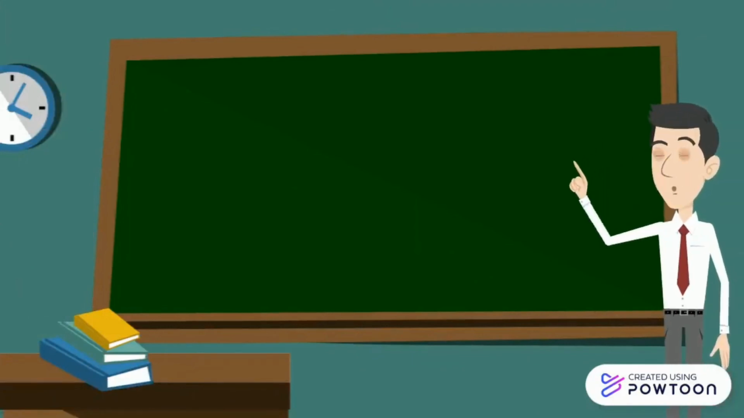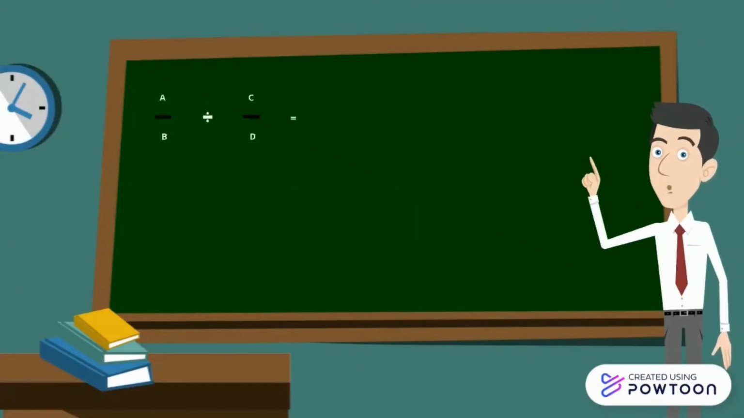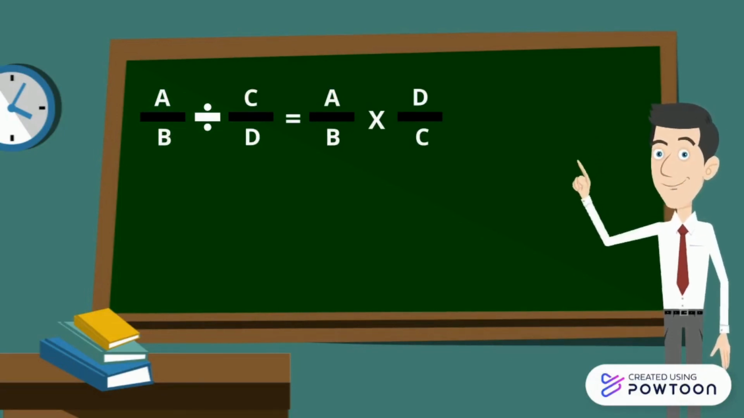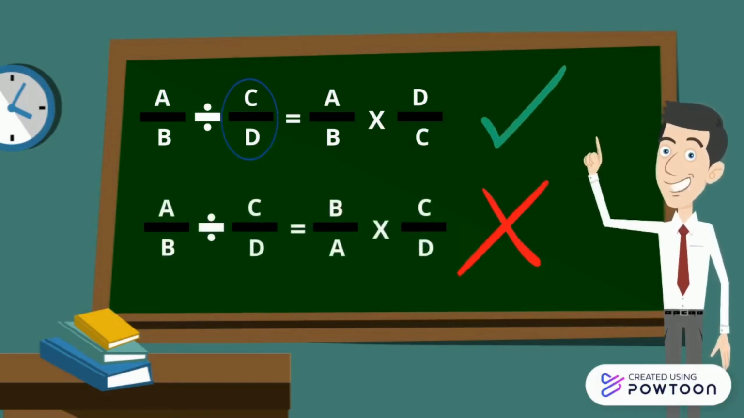It is important to note that when we change a division with fractions into multiplication, the fraction with the numerator and denominator that we swap is the fraction that we are dividing by, and nothing else, with no exception.